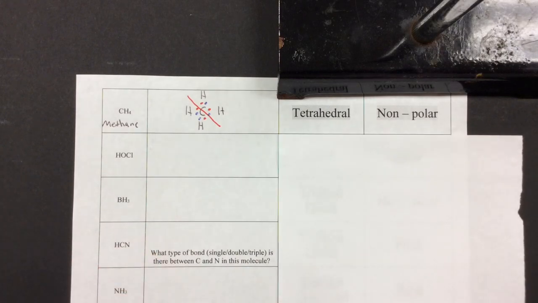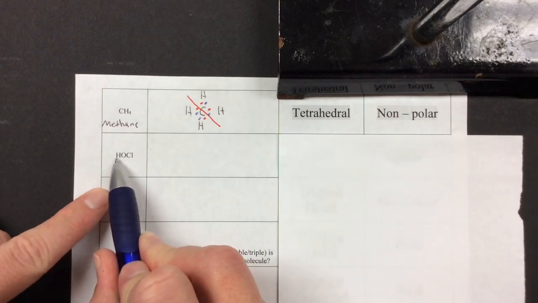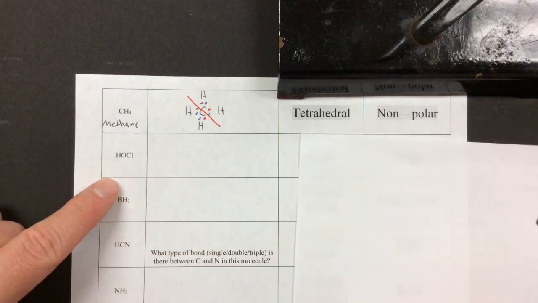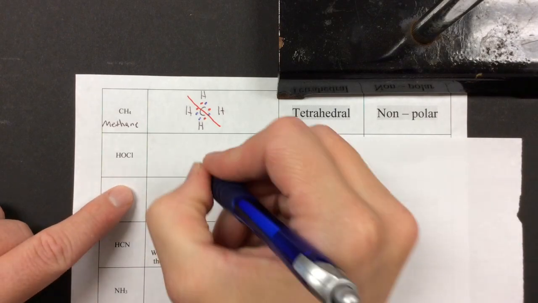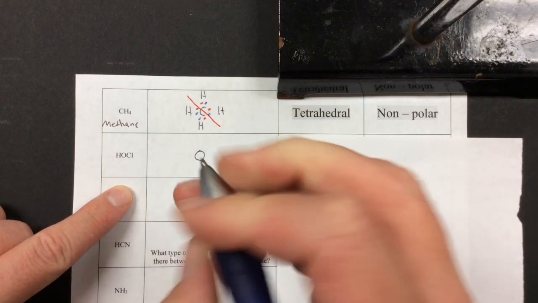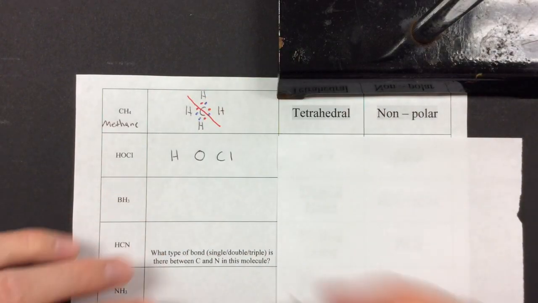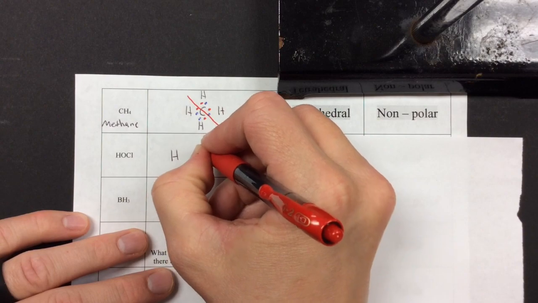Moving on here, we have hydrogen, oxygen, and chlorine. Between these 3 atoms, oxygen is going to be the most electronegative element, so it's going to go in the middle. Chlorine here, and hydrogen there. Oxygen is going to have 6 valence electrons.